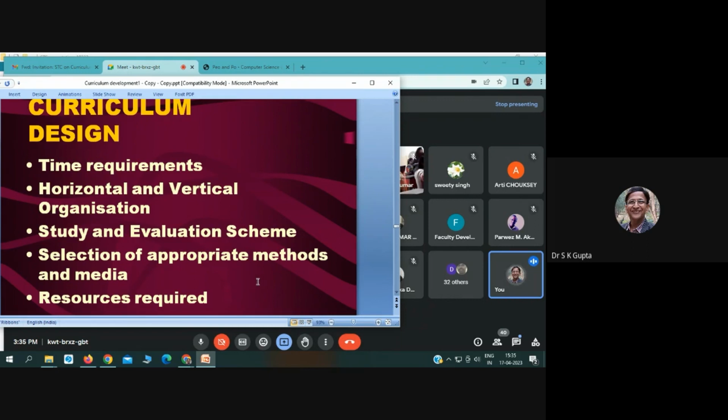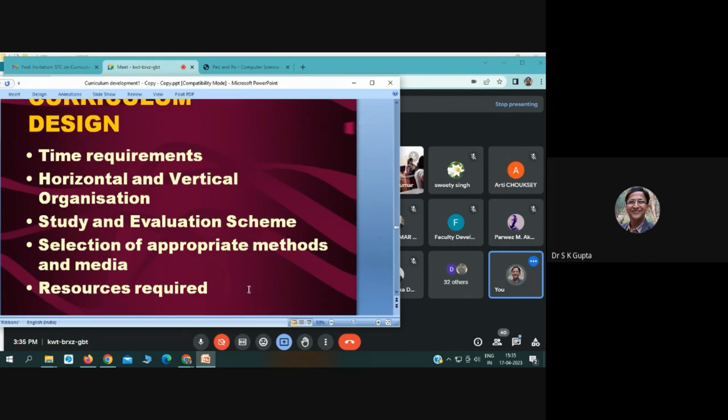Then what will be the resource requirements as per AICTE. Resources means your physical resources, your human resources, your information sources, and your financial sources. So all that we give in a curriculum. That is how we prepare a curriculum of a technical program.